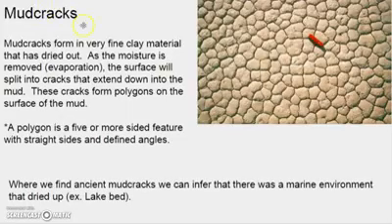And we'll end on mud cracks. Mud cracks form in very fine clay material that is dried out. As the moisture is removed, generally evaporation, the surface will split into cracks that extend down into the mud. These cracks form polygons on the surface of the mud. A polygon is a 5 or more sided feature with straight sides and defined angles.